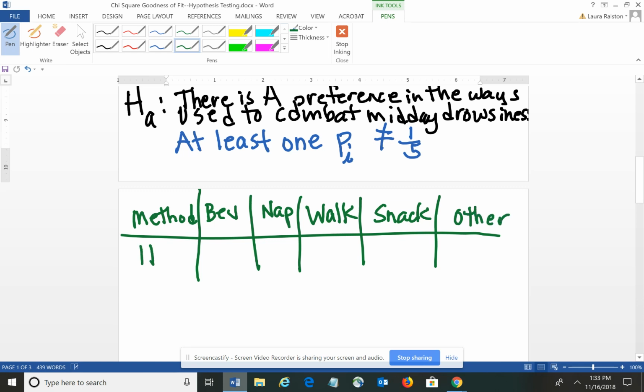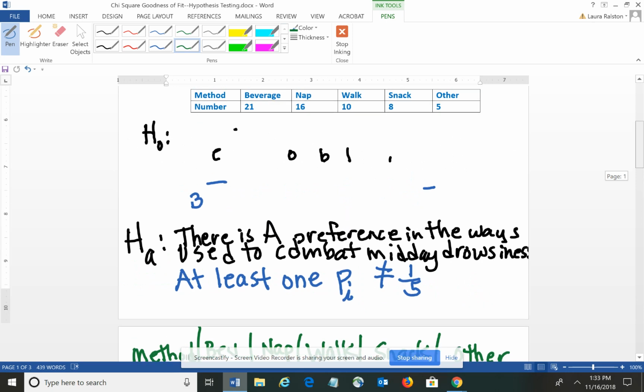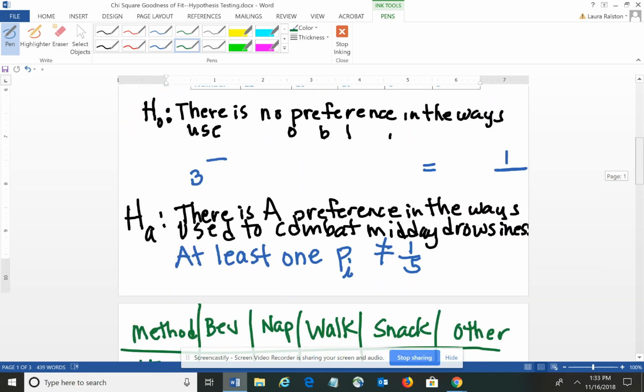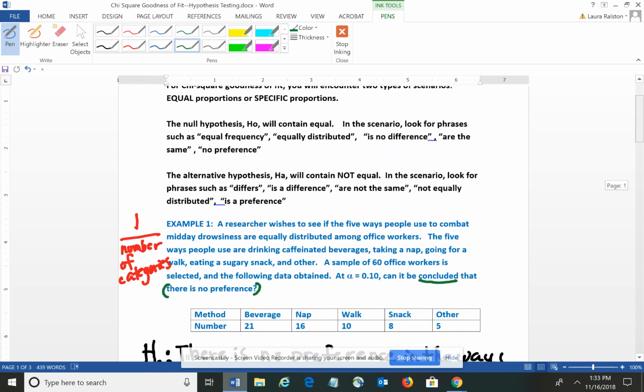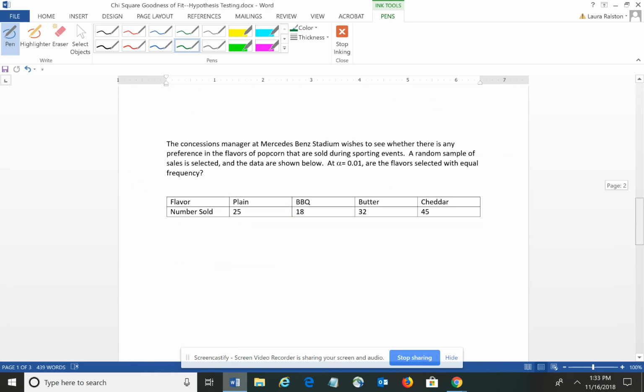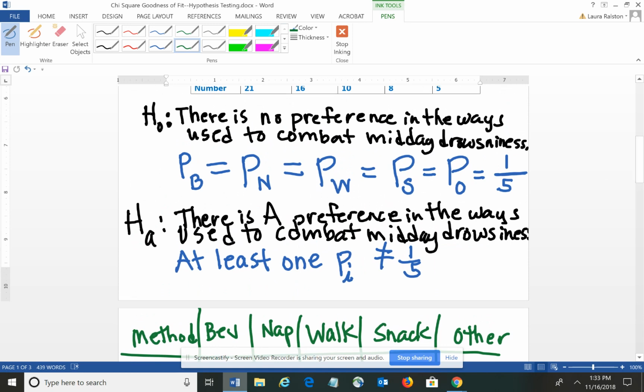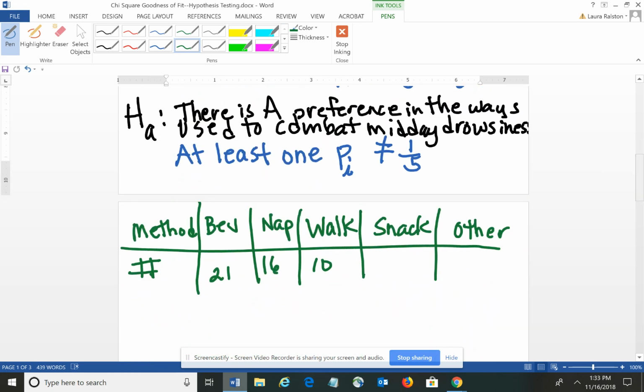And then we have the actual survey results when we surveyed 60 of the employees. You had 21 drink a beverage, 16 a nap, 10 go for a walk, 8 do a snack, and 5 do other. Okay, and for each of those categories, then, we have to figure out how many we should have expected.